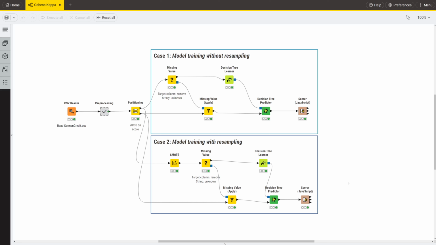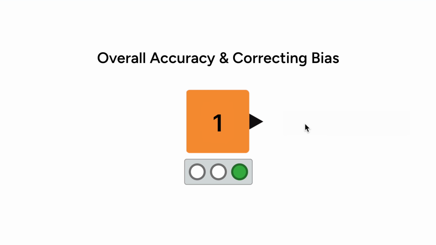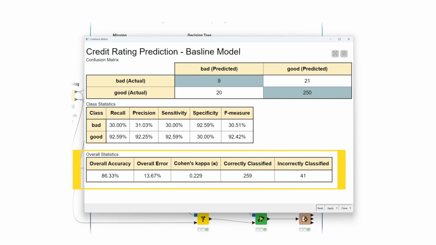Let's get started. Take a look at this example workflow that predicts the creditworthiness of credit customers with the decision tree algorithm. The scorer node reports the performance of the classification model in its interactive view. In this overall accuracy statistic table, we find overall accuracy, overall error, Cohen's Kappa, and other metrics.